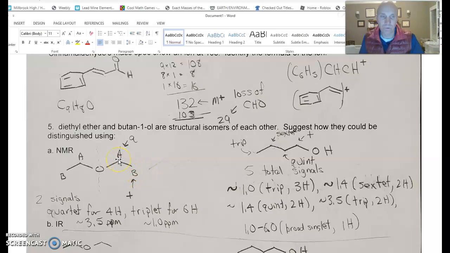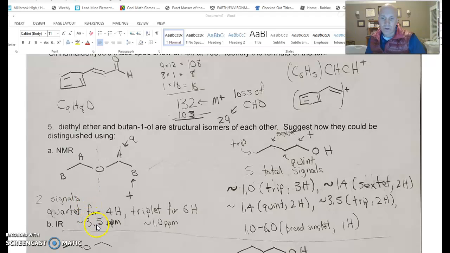So this one would exist as a quartet. It would be for a total of 4 hydrogens: 1, 2, 3, 4. And these guys right here would be a triplet, because when you look at this guy, it has 2 neighbors. So that would make that a triplet, and it would integrate for a total of 6 hydrogens.